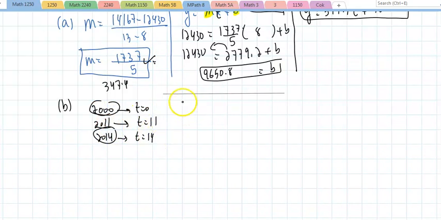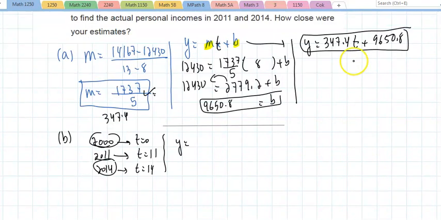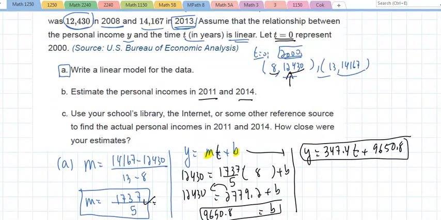Well, in the first part, I'll say, look, y equals, and there's the equation, 347.4 times 11 plus 9650.8, y, and remember y was the income in billions.